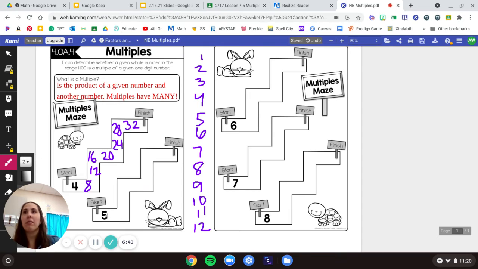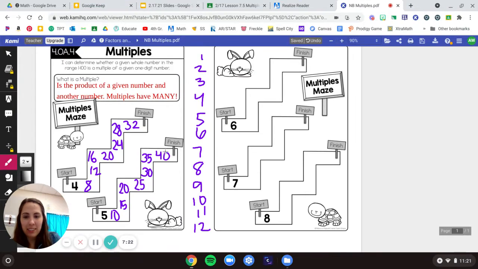So 5 times 1 is 5. And 5 times 2 is 10. 5 times 3 then, I write down the product, is 15. 5 times 4 is 20. 5 times 5, 25. What one are we going to do next? 5 times 6 is 30. 5 times 7 is 35. And I bet we can fit one more. 5 times 8 is 40.